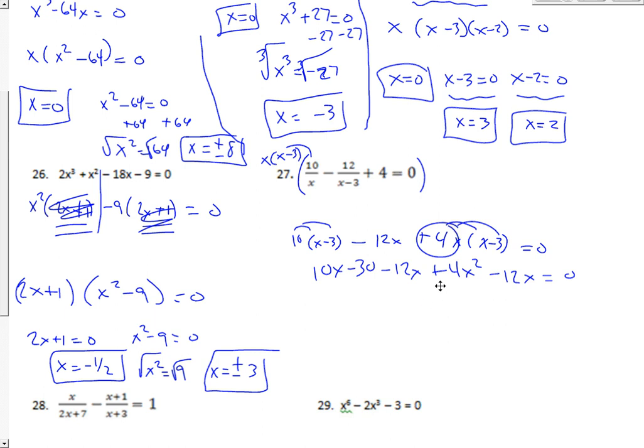I'm going to put my 4x squared first because I can see that I'm going to have a quadratic. So 4x squared, let's see, 10x minus 12x is negative 2x, minus another 12x is negative 14x. So all those x terms are gone, and I'm left with minus 30. And at this point, I can do quadratic formula. So I'll identify my values. A equals 4, B equals negative 14, and C equals negative 30.